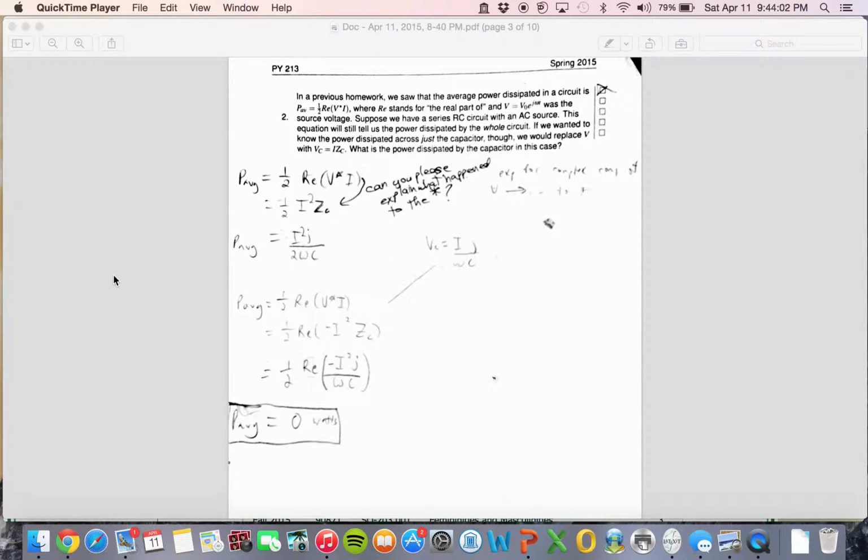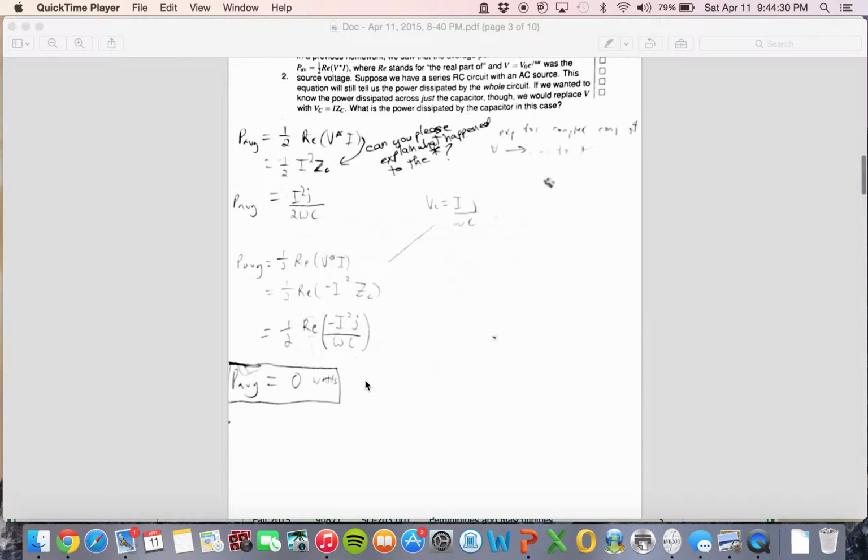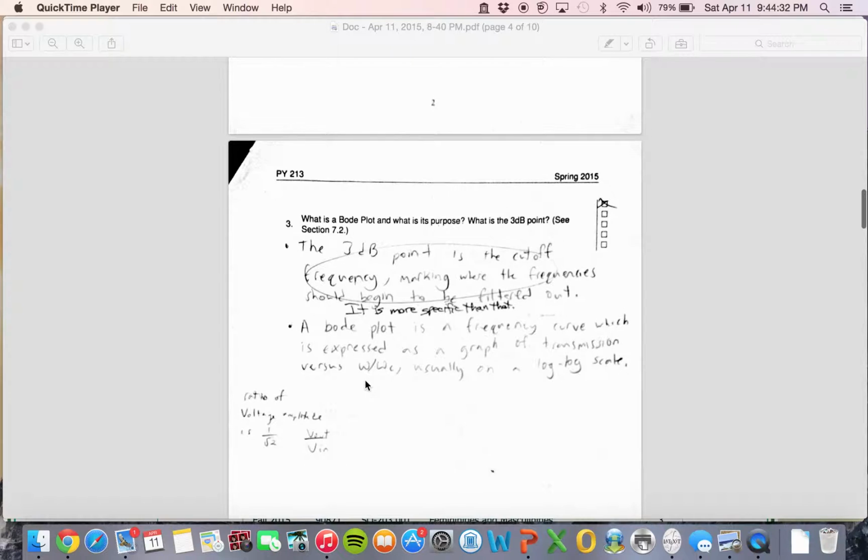Here in assignment 15, question number 2, I didn't correctly carry out the power average relationship. As you can see, I take half of the real part of the complex conjugate V times I. And when you take the complex conjugate, the sign for j becomes opposite. So I included this here, and then I carried it out here. And when you take the real part of this, you only get 0 because there's only an imaginary part, and 1/2 times 0 is 0, so the power average is 0.